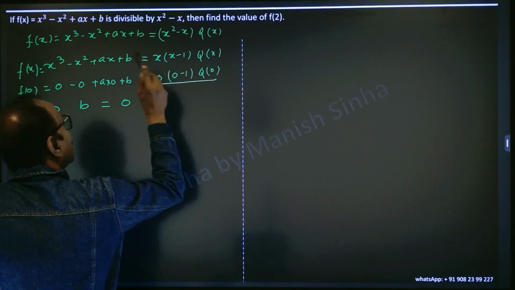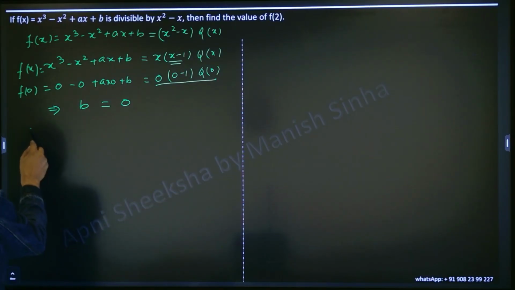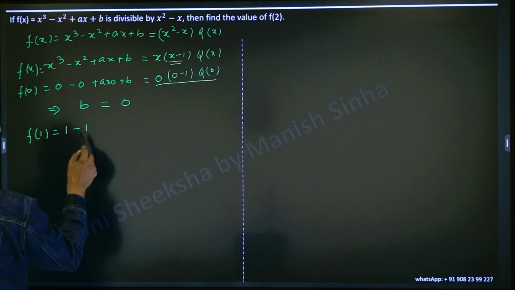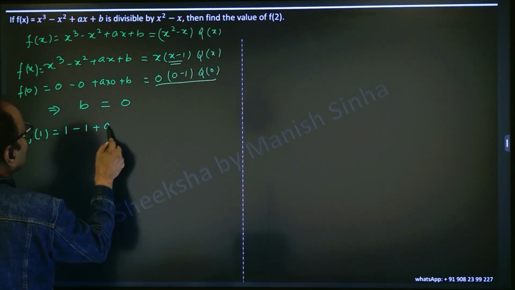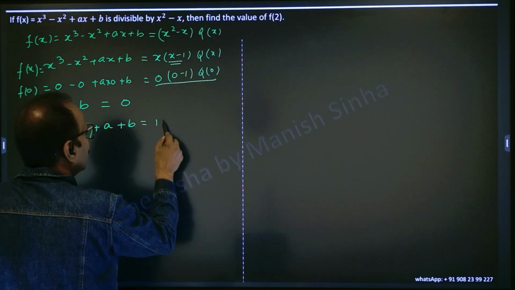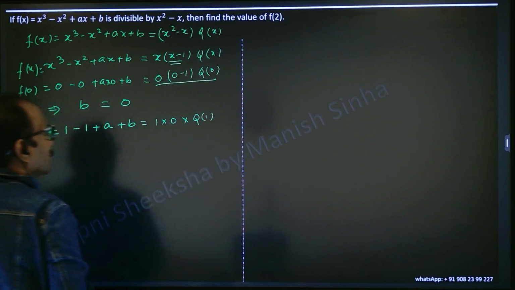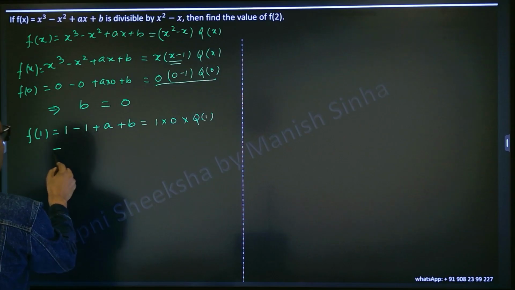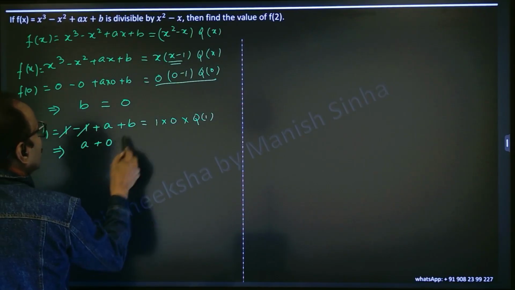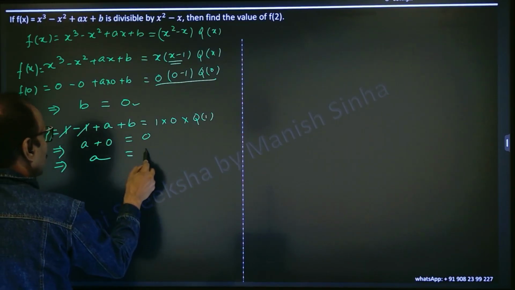So what will be the value of the function when we put x equal to 1? Put this in f(1): 1 cube minus 1 square plus a into 1, that is a, plus b. Right side: 1 into 0 into q(1), RHS is 0. Now b is already 0, so a will be 0.